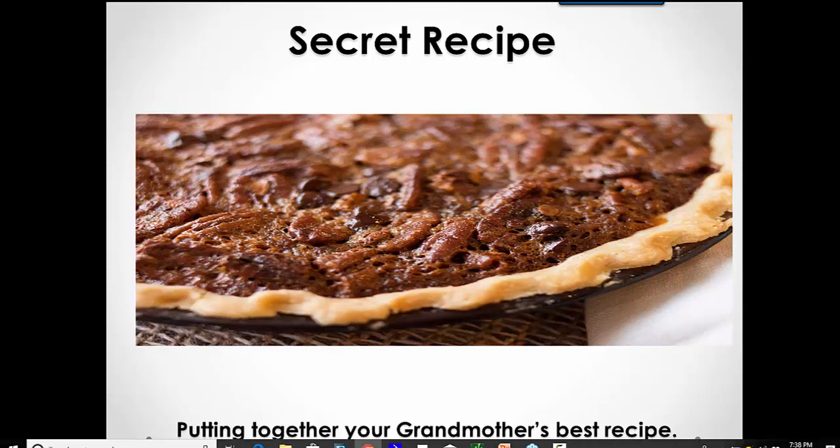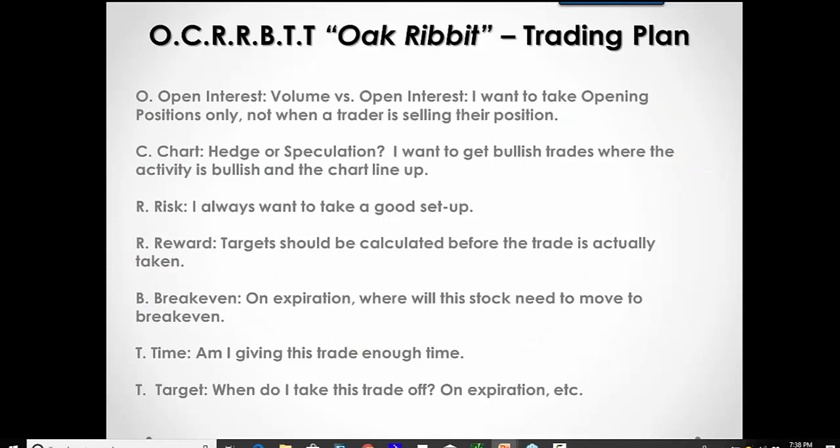I'm here to teach you guys an exact trading plan so you can put this into your plan tomorrow. This is probably the most important slide. This is the OCRRBTT Trading Plan. Take a picture of this, write this down, put this next to your computer.